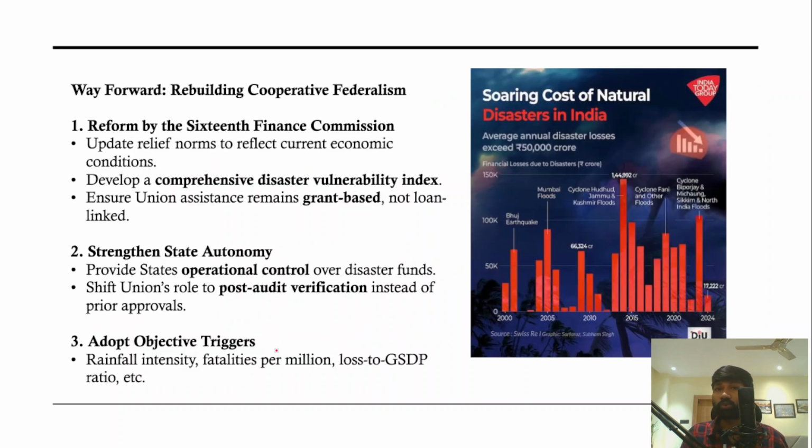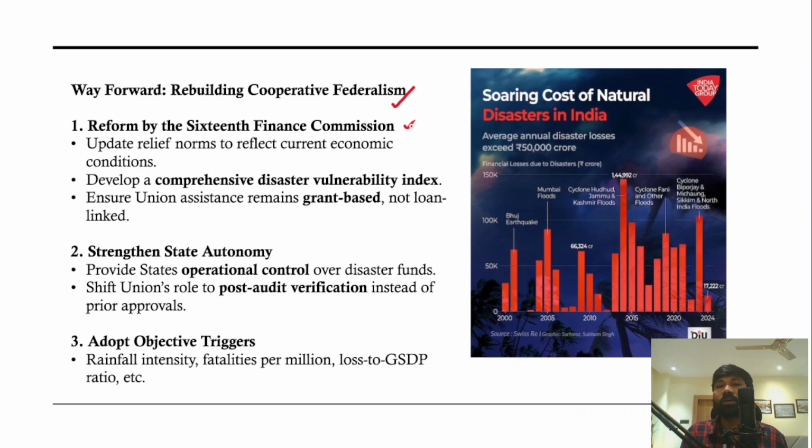If state governments don't have an adequate amount of financial resources with them, it may lead to poor relief measures, poor recovery, and state governments may not go for the resilient measures needed to tackle such disasters. So let's understand the way forward in this context. Rebuilding cooperative federalism. So how can we build cooperative federalism, which involves fiscal federalism, right?